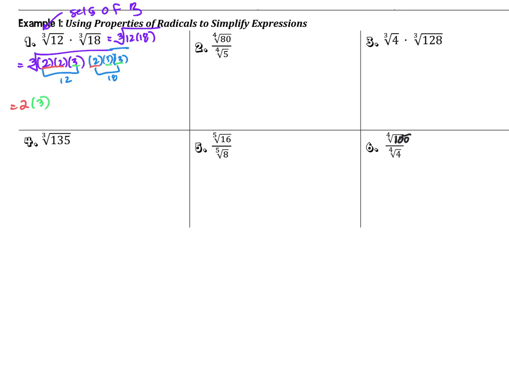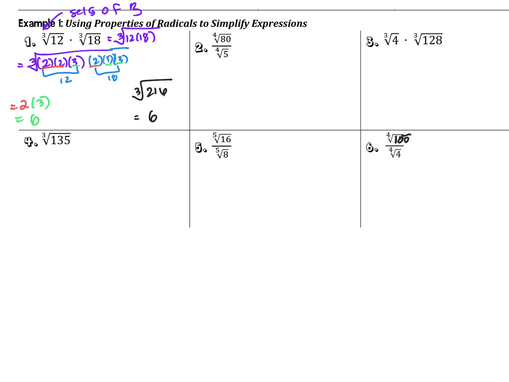And I have 1, 2, 3 3s, which means I can take a 3 out. And I have used every single value that's inside. So now I can just multiply 2 times 3 to get 6. So the cube root of 12 times the cube root of 18 is equivalent to 6. Now, if you didn't think about it in that way, you could also have multiplied 12 times 18 to get 216, and then you could have taken the cube root of 216 to get 6. So still, just like in the previous lesson, there are a couple of different ways we can go about doing this.